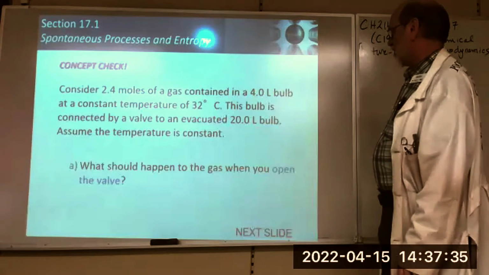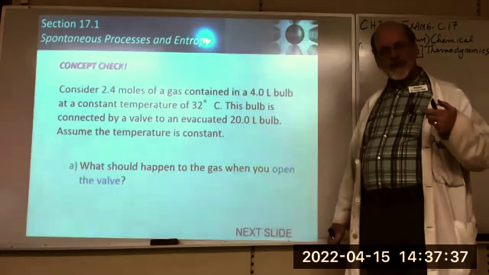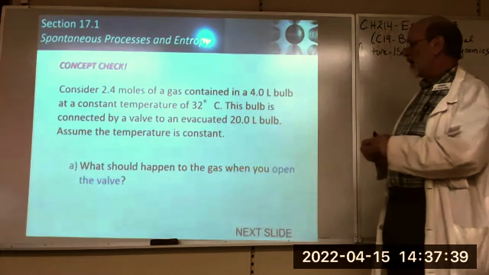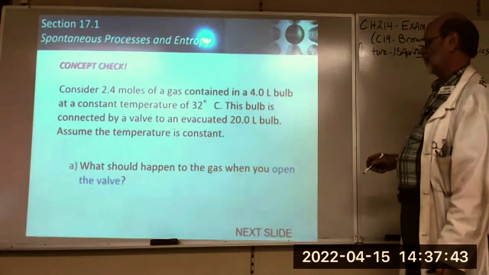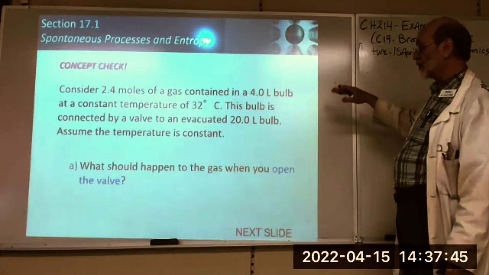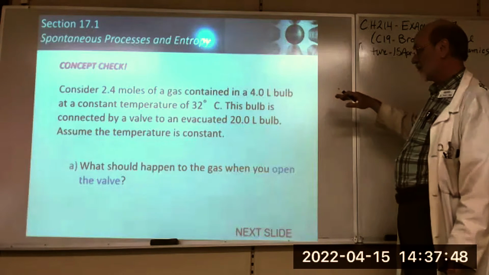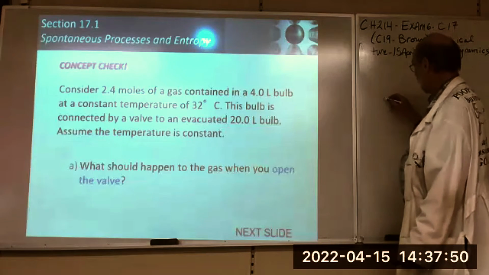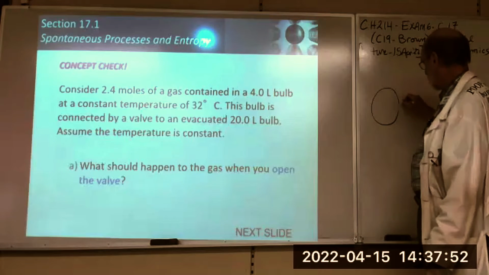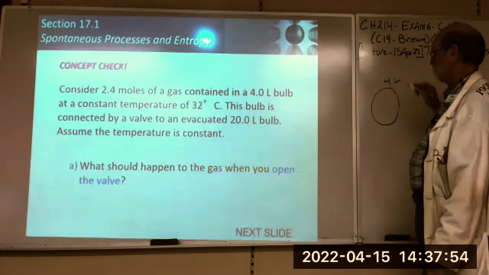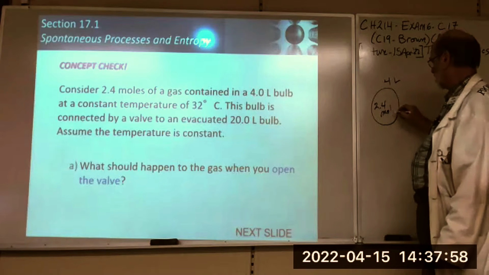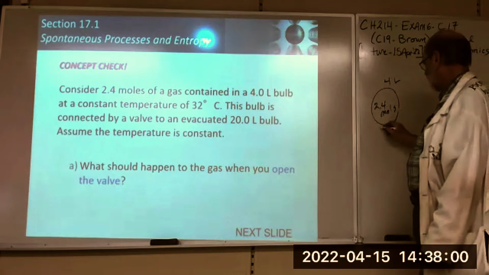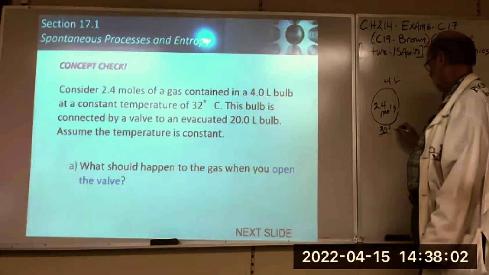All right. So let's look at this example. We have 2.4 moles of gas in a 4-liter bulb at a constant temperature of 32 degrees. So we have a 4-liter bulb like this. That's 4 liters. And we have 2.4 moles of gas inside. And the temperature is 32 degrees.